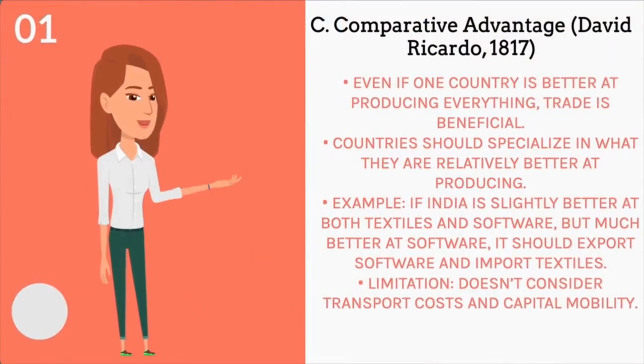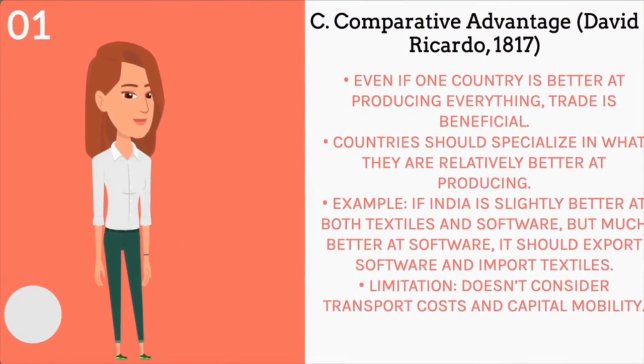C. Comparative advantage. David Ricardo, 1817. Even if one country is better at producing everything, trade is beneficial. Countries should specialize in what they are relatively better at producing. Example: if India is slightly better at both textiles and software, but much better at software, it should export software and import textiles. Limitation: it doesn't consider transport costs and capital mobility.